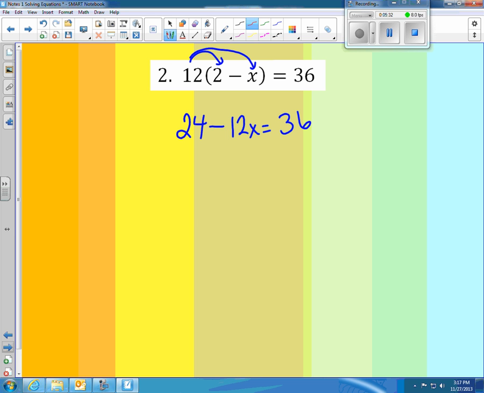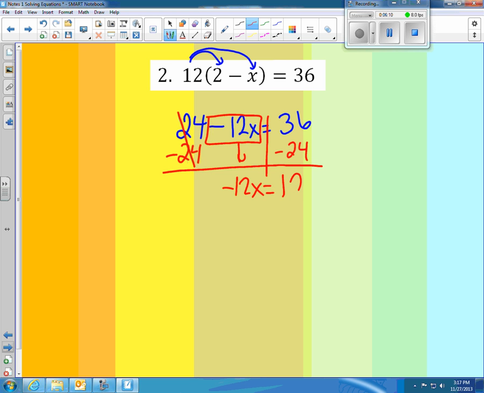Step 2, gather the variables to one side of the equal sign. Awesome, all my variables are on one side. Step 3, use addition or subtraction to cancel the constant. My constant is that 24. It's a positive 24. That minus sign goes with the 12. So I'm going to get rid of this 24 by doing the opposite. But if I do it to one side of the equal sign, I need to do it to the other. So those are going to cancel. I'm going to bring down, now that negative sign stays with that 12, so I have negative 12x equals 36 minus 24 gives me 12.